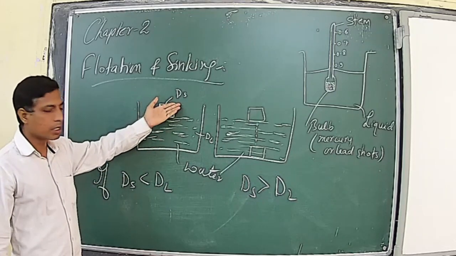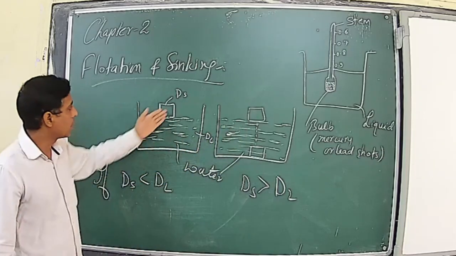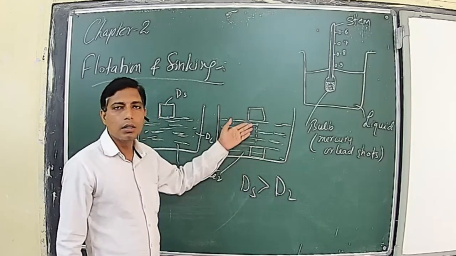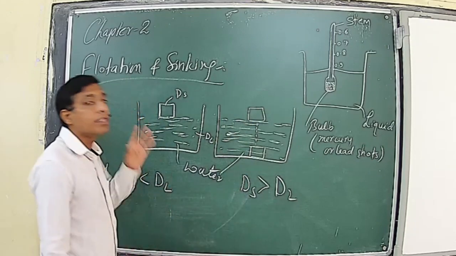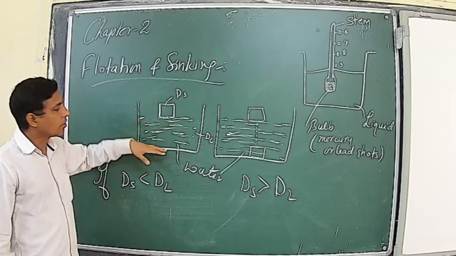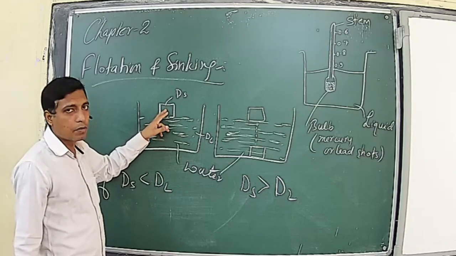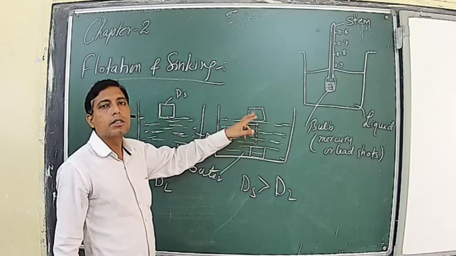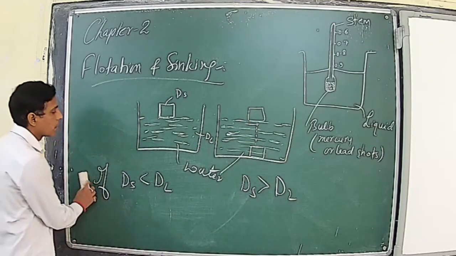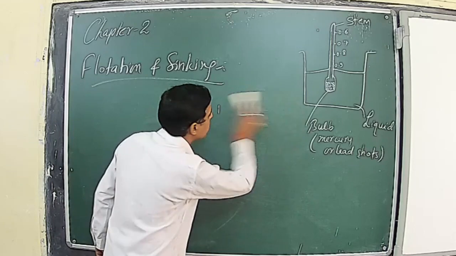If the density of the solid is less than the density of the liquid, it will float. Otherwise, if the density of the solid is more than the density of the liquid, it will sink. Or in another way, especially if it is water, and you know the relative density, we can conclude, since the relative density of water is 1, that if the relative density of the solid is less than 1, then it will float. If the relative density of the solid is greater than 1, then it will sink. So the condition of flotation and sinking depends upon the density of the substance as well as the density of the liquid in which the substance is submerged.